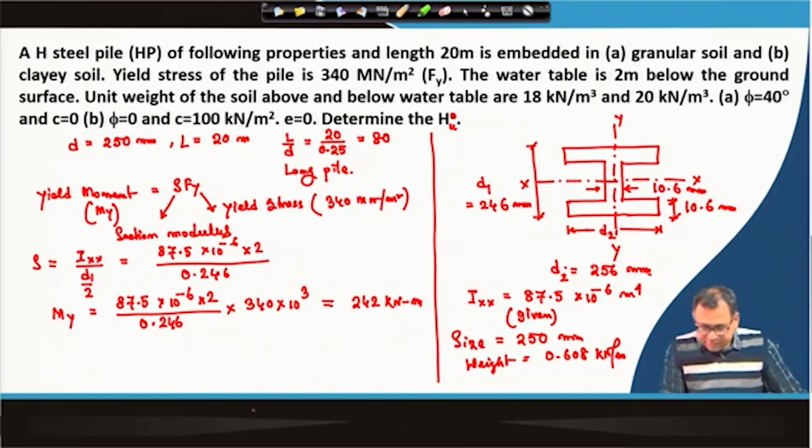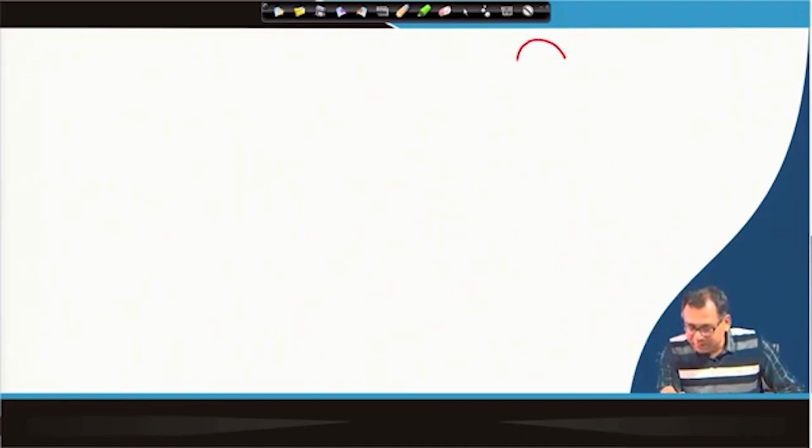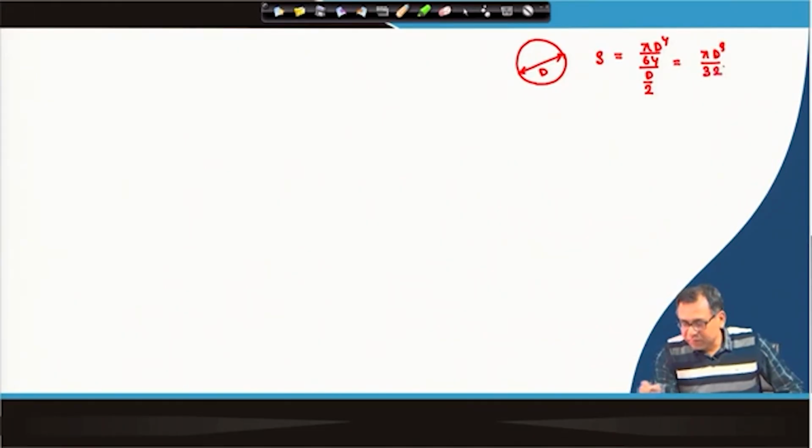Now, for different sections, what would be the section modulus? So, quickly I am giving that idea, because this is an H pile section, but suppose it is a circular section of diameter d, then the section modulus will be I x x. So, this will be pi d to the power 4 by 64 divided by d by 2. Okay. So, this will be pi d cube by 32 for the circular section.